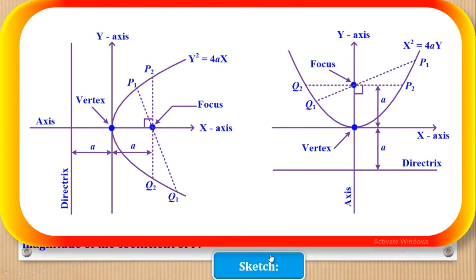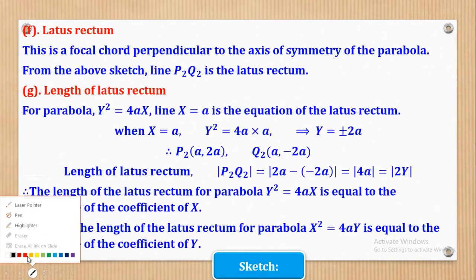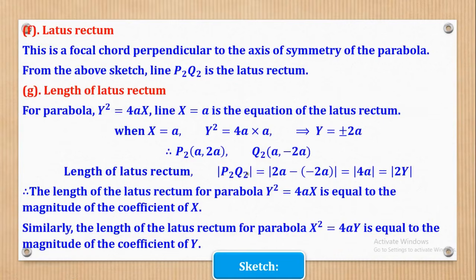Therefore you shall conclude that the length of latus rectum will be 4a, and this is a magnitude, because you can either start with this minus this or this minus that. Therefore you have to remember to put a magnitude, and magnitude means that whatever is negative becomes positive.